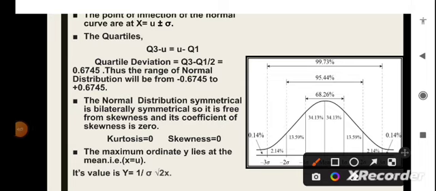The seventh property of normal distribution tells us about the value of the maximum ordinate which lies at mean and is equal to the value of y, which is given by 1 divided by standard deviation under root 2π. As the standard deviation increases, the value of y decreases.